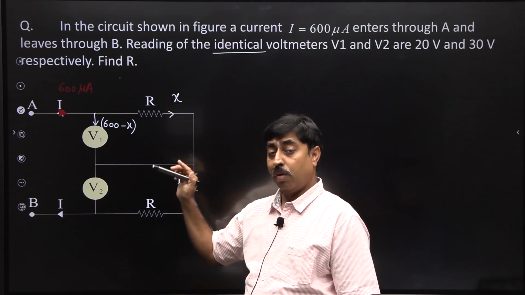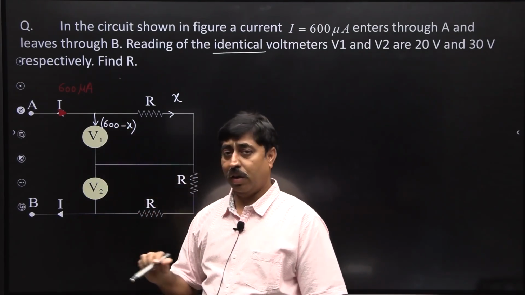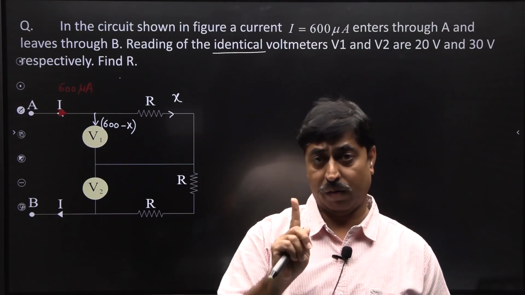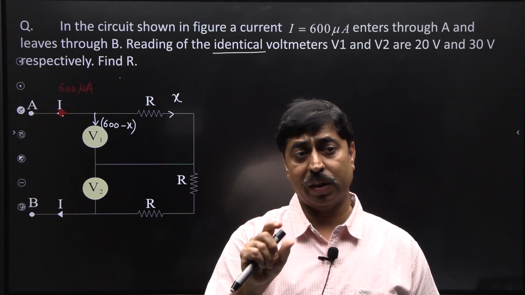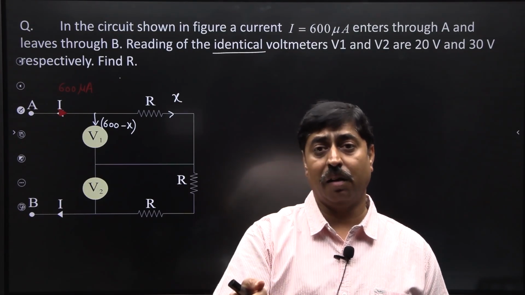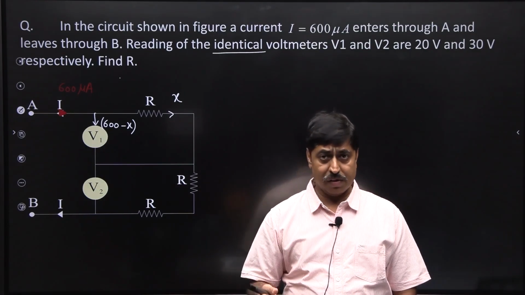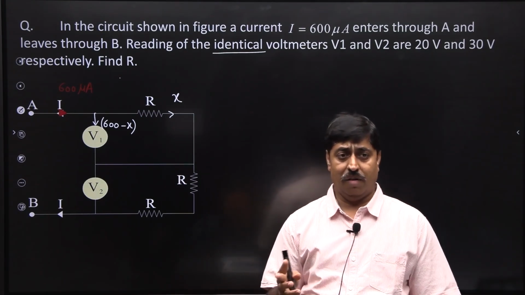Now, the question says that the reading of this voltmeter is 20 volt. The question does not say that it is an ideal voltmeter, mind you. It only says that both the voltmeters are identical. So, they may be having some resistance, they are having equal resistance, but they are not ideal.